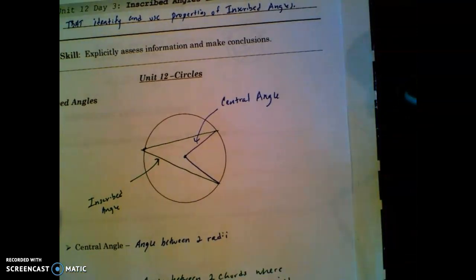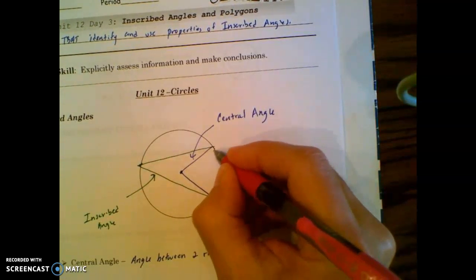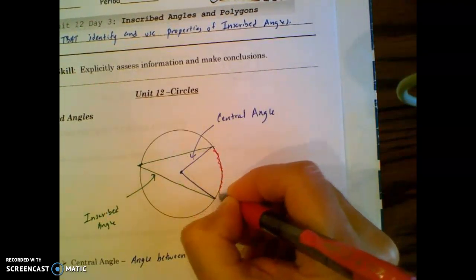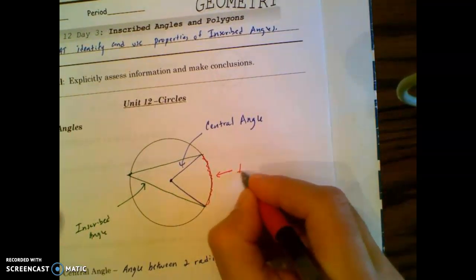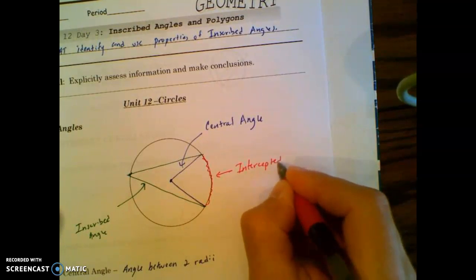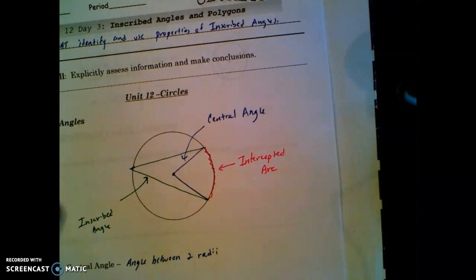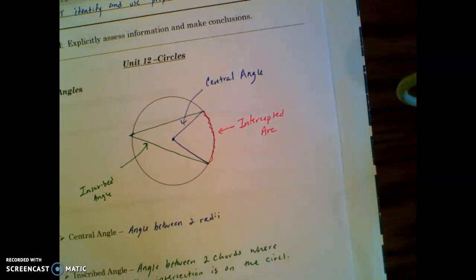So remember that a central angle and an inscribed angle both make what's called an intercepted arc. That would be this one right here. This is your intercepted arc. Not sure why they call it intercepted, but an intercepted arc is the arc made by an angle.